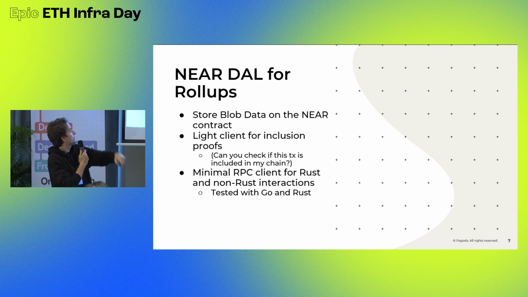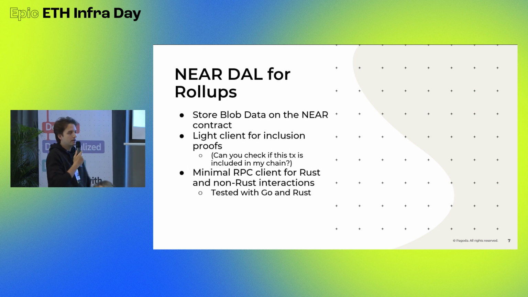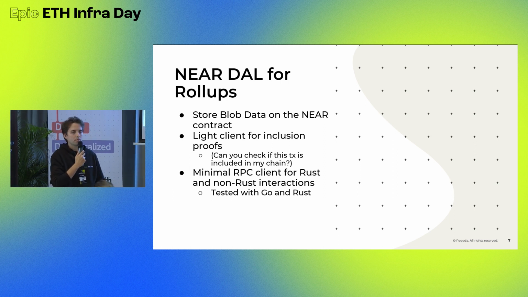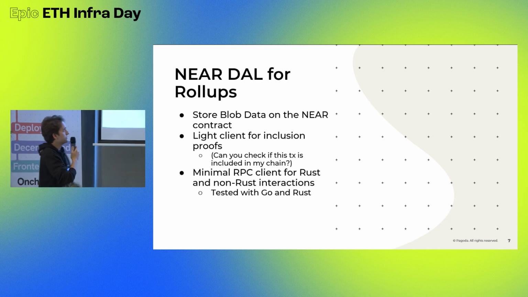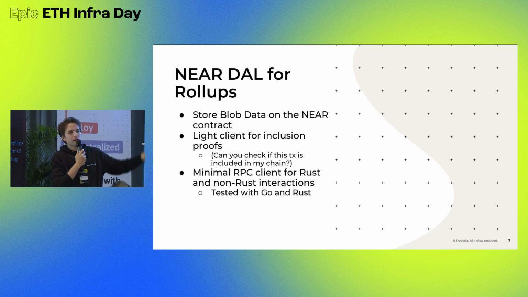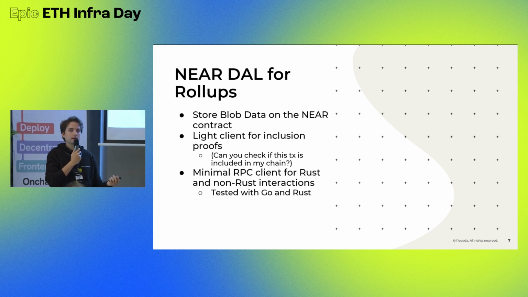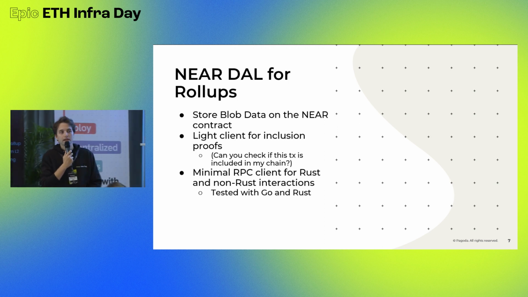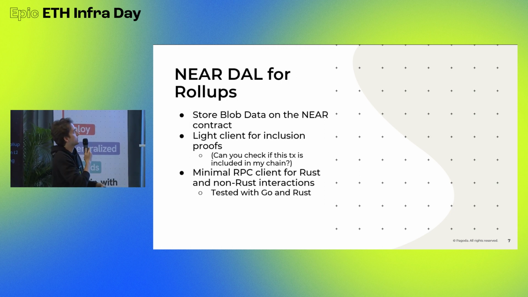Let's see. So what are we coming up with right now? We came up with a really lean solution on top of NEAR protocol as a smart contract layer. We created a blob data smart contract where you can just put any data as long as it's blob data. We don't really check what kind of data it is. You can just use it as a data layer, a data availability layer.